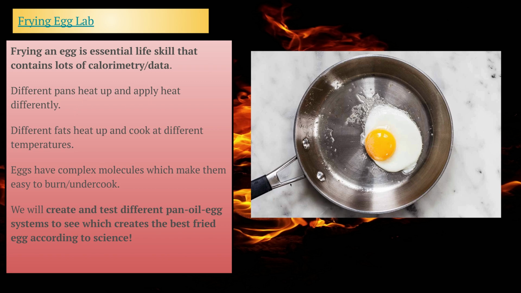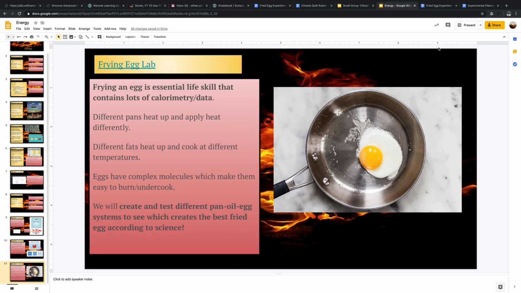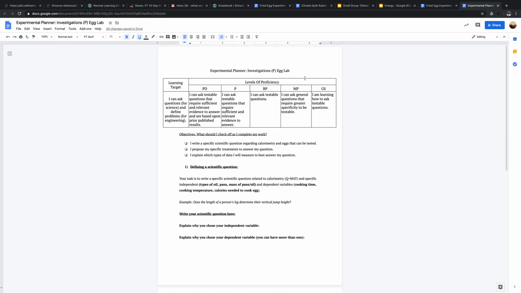Now, hopefully you feel good about your egg frying lab and the basic setup. The idea is that we're going to be testing different types of pans, different types of oils, and how that influences the final cooked fried egg. We're not doing scrambled or omelets, we're just doing a sunny side up egg with a firm yolk and a finished white.